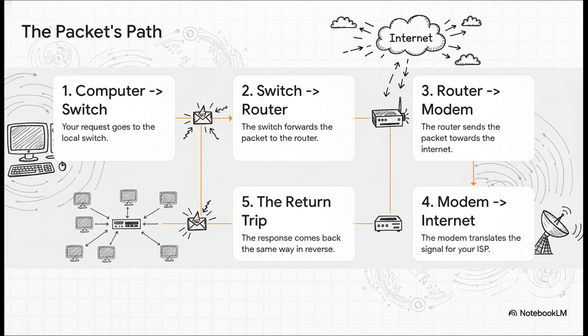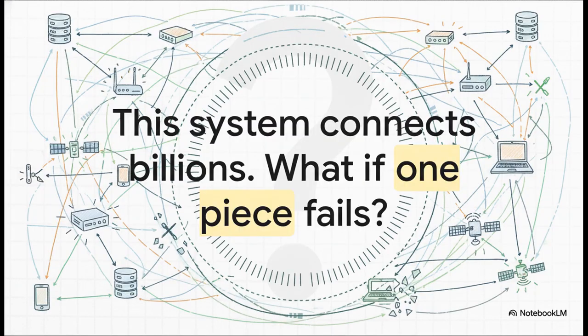The router then hands that packet to the modem, which does its translation magic and sends it on its way through your ISP. Then, after it gets what you asked for, the response, the website, the video, whatever, it travels that exact same path in reverse, all the way back to your screen. And the crazy part? This all happens in the blink of an eye. It's really an incredible invisible system, isn't it? A beautiful dance between all these specialized devices, happening trillions of times a day, connecting billions of people all across the globe. It really makes you think. This whole system depends on every single little piece doing its job perfectly. What happens when just one of them fails?